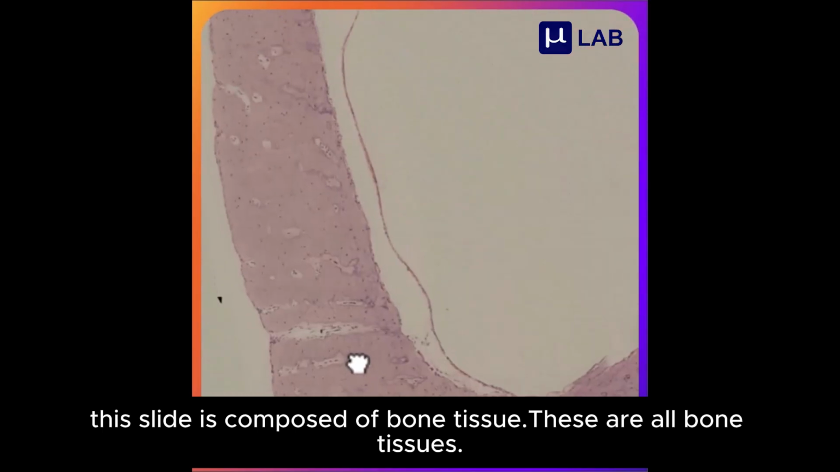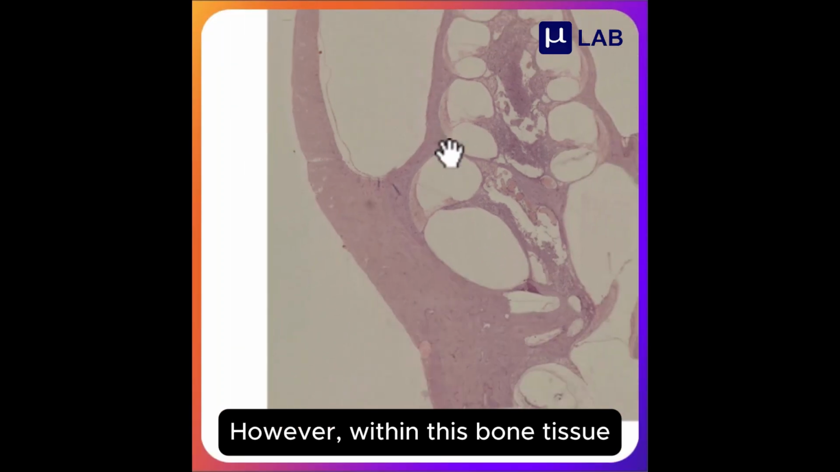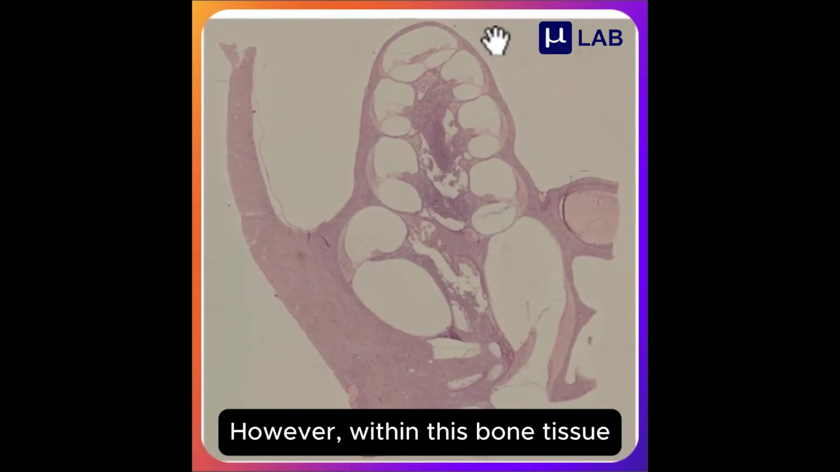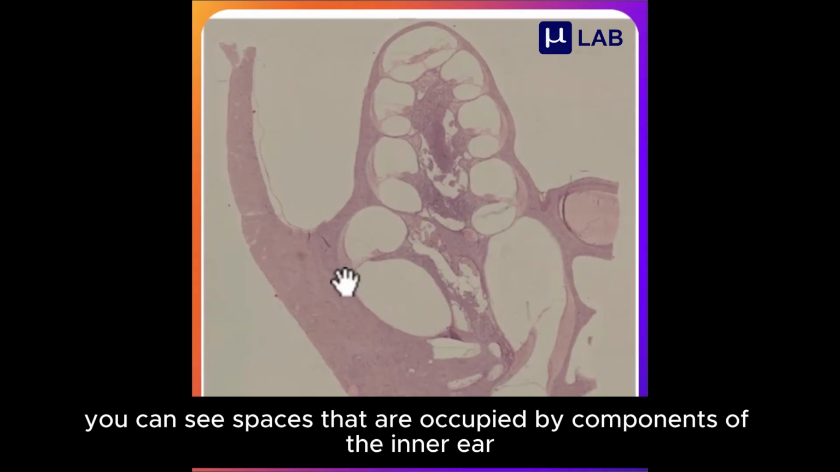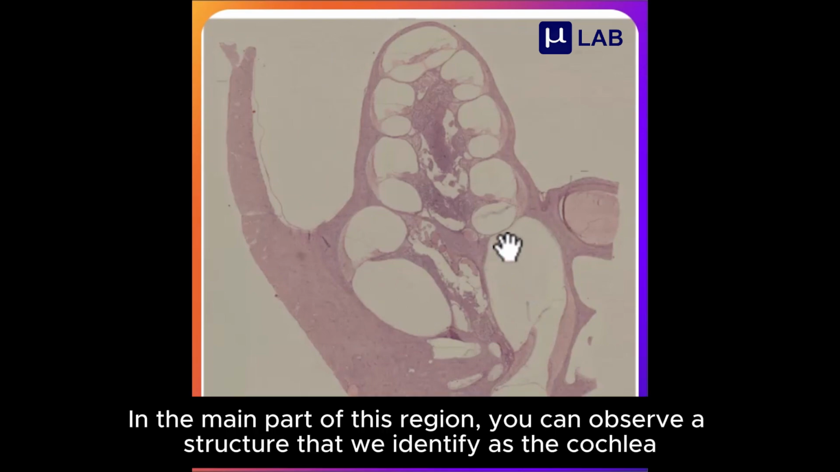This slide is composed of bone tissue. These are all bone tissues. However, within this bone tissue, you can see spaces that are occupied by components of the inner ear. In the main part of this region, you can observe a structure that we identify as the cochlea.